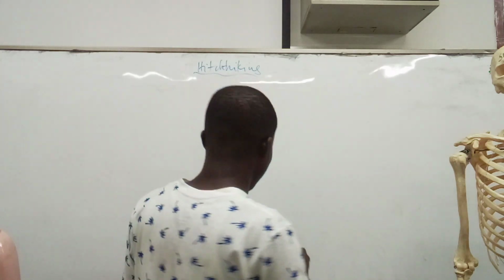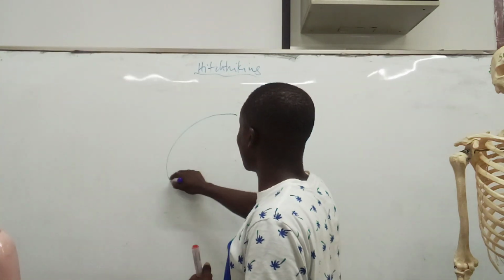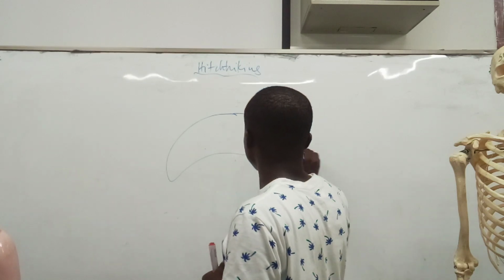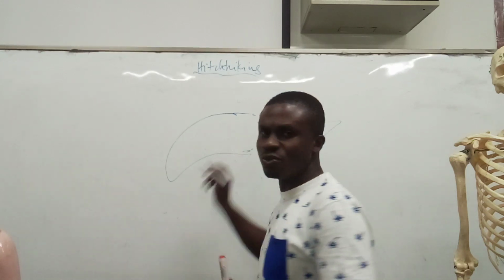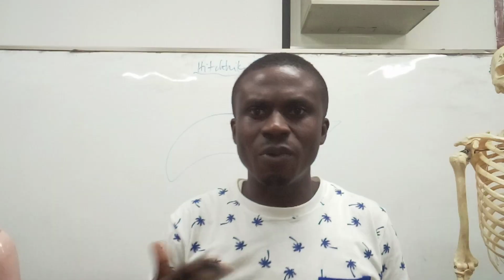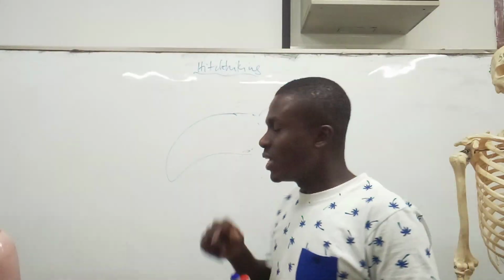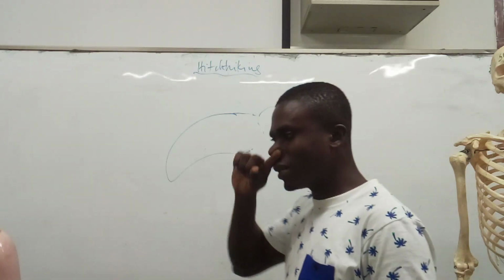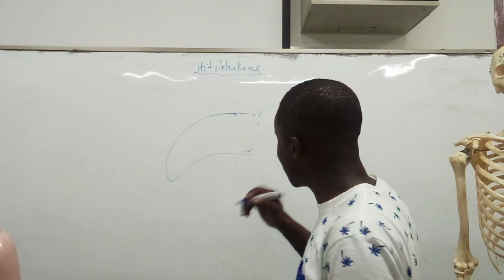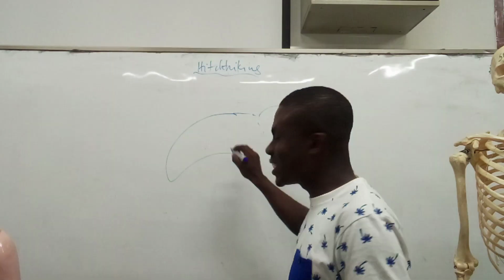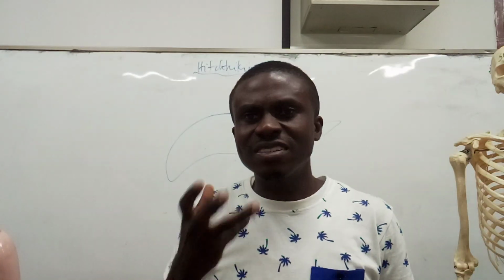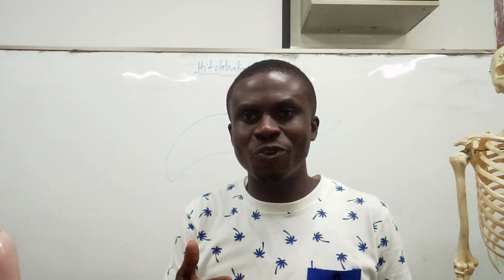Now, assuming this is my tongue. Later you get to know that the tongue has an anterior two-thirds portion and a posterior one-third portion. Now, let me talk about the general sensation from the anterior two-thirds of the tongue.